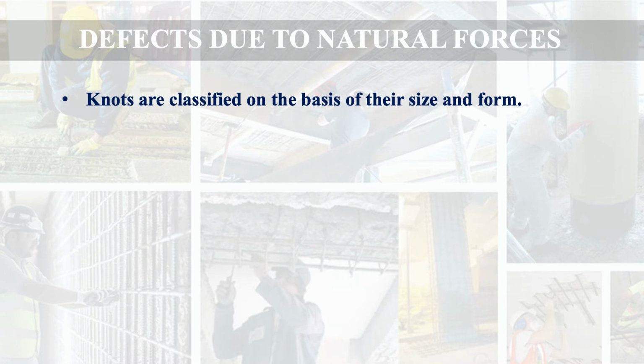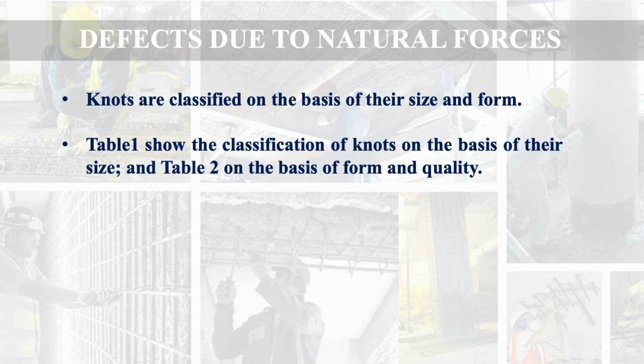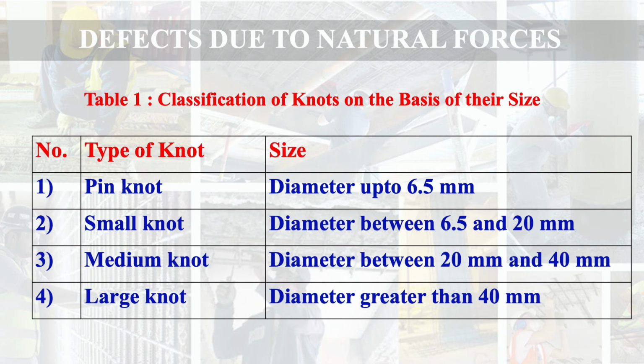Now, let us talk about the classification of knots. Knots are classified on the basis of their size and form. The table shown here gives the classification of knots on the basis of their size, form and quality. So what is there in the table? In second column you see the type of knot, and in third column you see the size.